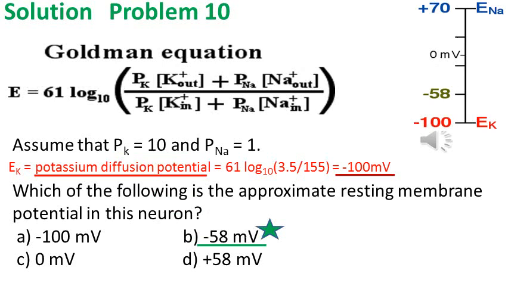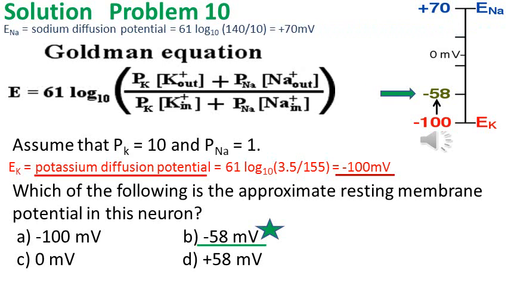Minus 58 millivolts is less negative than the potassium diffusion potential. It's being offset by a contribution to the resting membrane potential made by permeability to sodium. Sodium is present at much higher levels outside than inside. Sodium diffusion potential is positive, so it makes sense that a contribution to the resting membrane potential from sodium would move the resting membrane potential to a less negative membrane potential than the potassium diffusion potential.